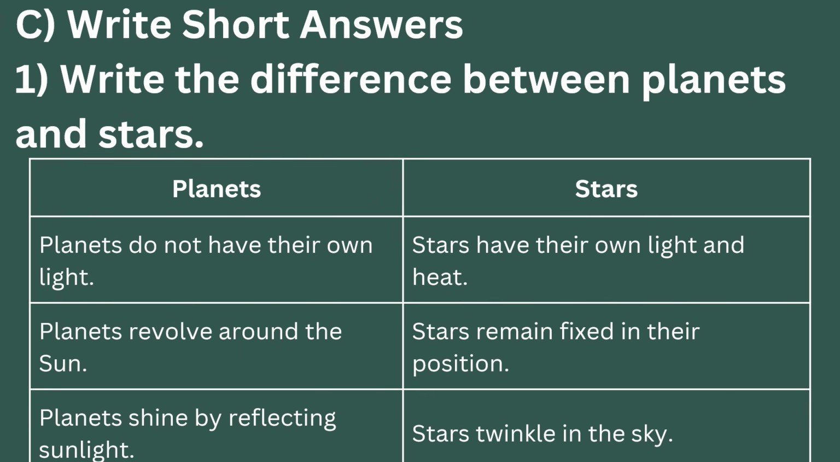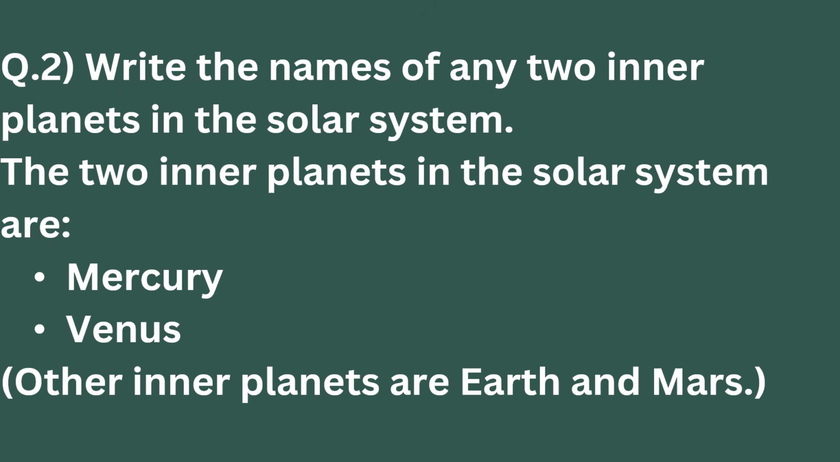What is the difference between planets and stars? See, planets do not have their own light; stars have their own light and heat. Planets revolve around the sun; stars remain fixed in their position. Planets shine by reflecting sunlight; stars twinkle in the sky. Write the names of any two inner planets in the solar system. So inner planets are Mercury and Venus, and other inner planets are Earth and Mars. So there are four inner planets: Mercury, Venus, Earth, Mars.